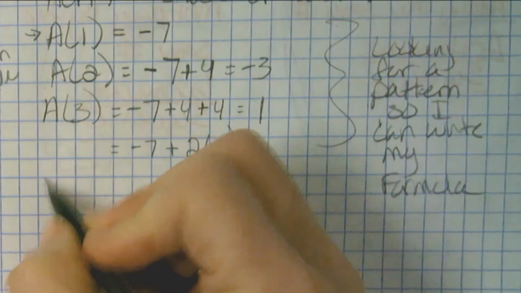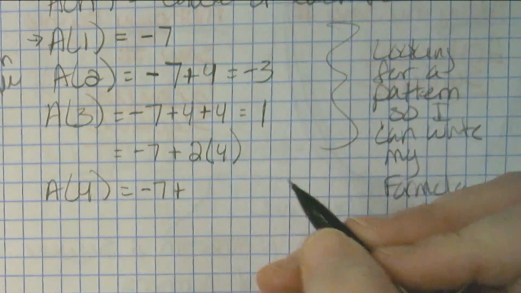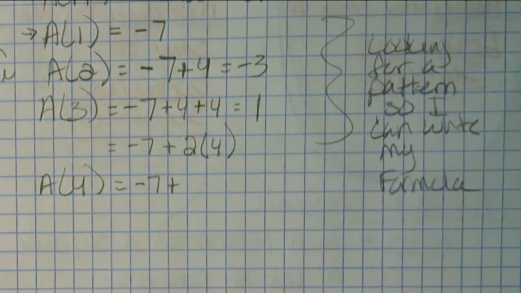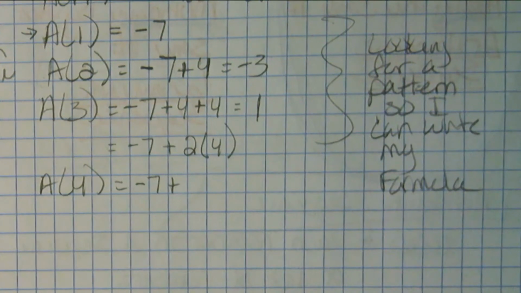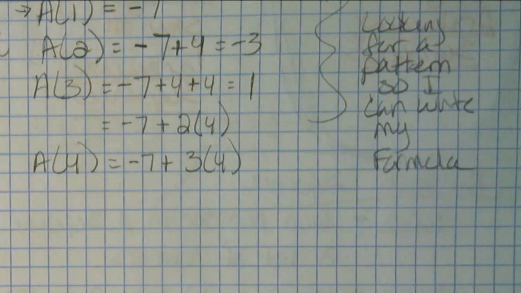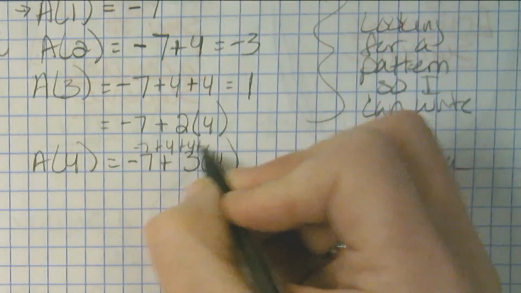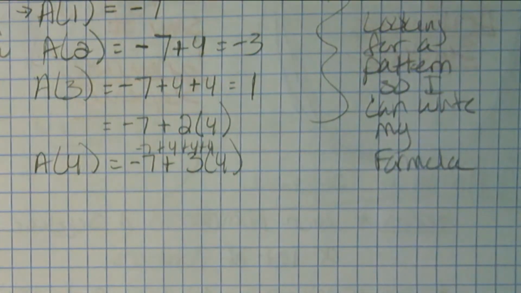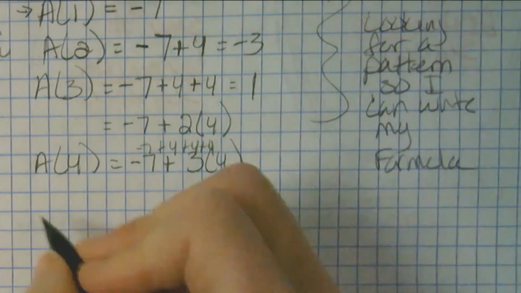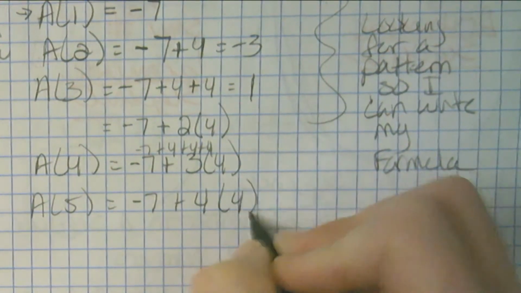All right, so if I take a look at my fourth term, -7 plus, well, how many times am I adding 4 to my first term to get my fourth term? Jacob? 3 times. How many of you guys can see that? All right, because it would be -7 plus 4 plus 4 plus 4, which is 3 times 4. If I do my fifth term, it would be -7 plus 4 times 4.